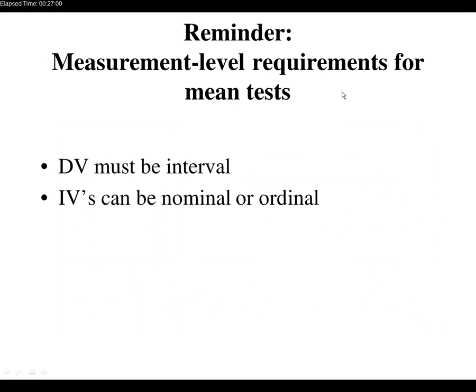Measurement level requirements for the mean test. What do we need? Let me get my pen here because this is really important. We need the dependent variable to be an interval variable. And the independent variable can be nominal or ordinal, okay?